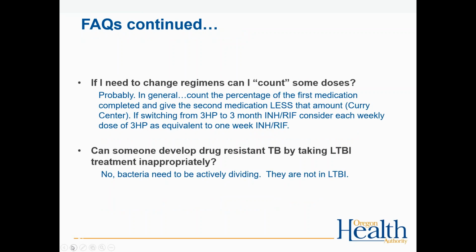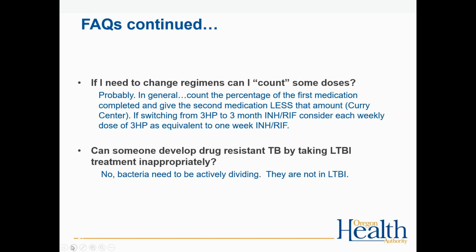Okay, another common question. If I need to change regimens, can I count some doses? Yeah, I mean, I consider 3-HP weekly for a month just as good as taking rifampin for a month, if not better. So usually I have these people who've done 3-HP for a month or 2 months, and for whatever reason they can't continue, then I just continue them on rifampin alone for 2 more months. So I think you can give that kind of credit in this case.